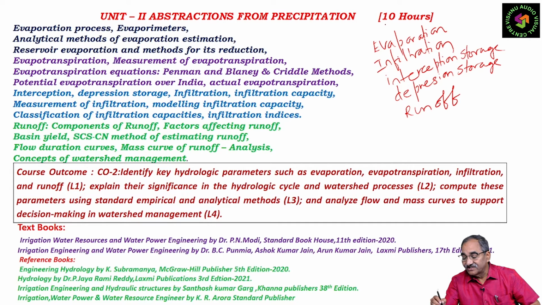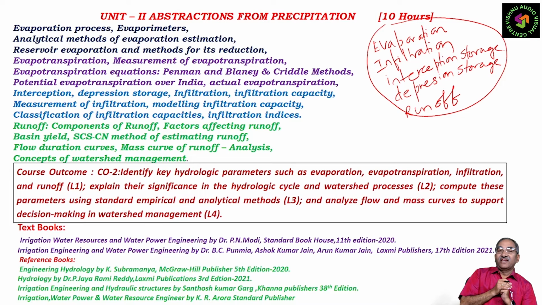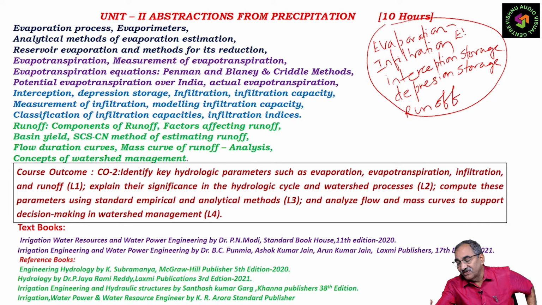See how many components are there. Once you study precipitation, some part of it is lost as evaporation, some part is lost as infiltration, some part is lost through buildings and vegetation, that is interception, some part is stored in the small pits or sudden undulations on the ground, that is depression storage, and some part will flow on the ground. Apart from this, one more after this, which we call evapotranspiration.